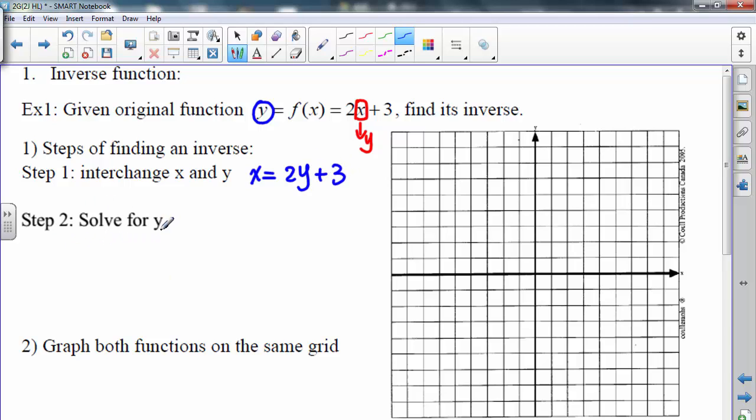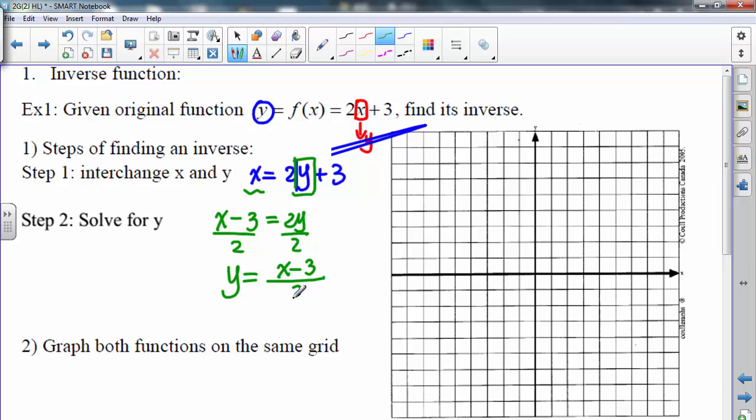Step 2, solve for y. This is mainly because all functions should be written in the form y equals f of x. So we still want to use y to represent the output. When we look for this y, we take y as an unknown variable, but pretend that we know the x value. So I move 3 to the other side. It becomes x minus 3 equals 2y. Then I divide both sides by 2. So I get y equals (x minus 3) over 2.